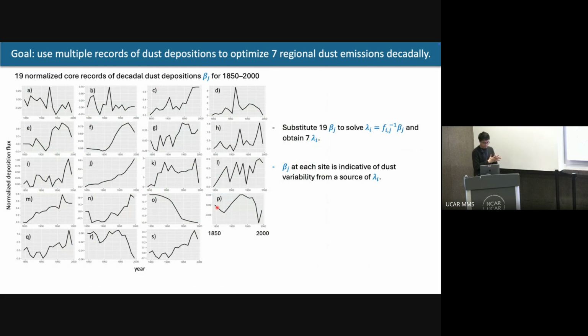And then this is to show you the core records. These are basically the 19 time series of dust deposition that we retrieved from the sedimentary core records, the ice core records, and peat and coral core records, and so on. Just to give you a rough idea, you are seeing a historical increase, to different extents, but you see an overall increasing trend in the historical dust emissions since the 1850s. So the basic idea is to substitute these time series, do the inversion, and solve for the 7 lambda time series. So that's the idea.